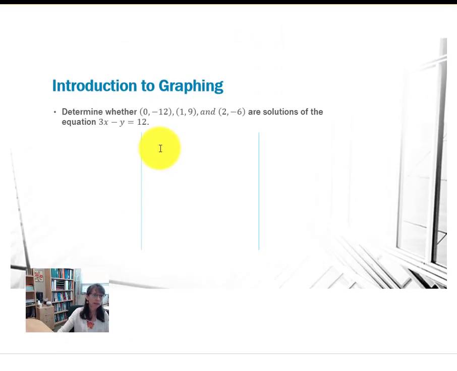And the last thing we're going to do with our introduction for graphing is to determine whether these ordered pairs are solutions to this given linear equation. So remember, ordered pairs are X value first, Y value second. So what we actually have is 3 separate ordered pairs, and all we have to do is substitute these X and Y values into the given equation and see if they work.